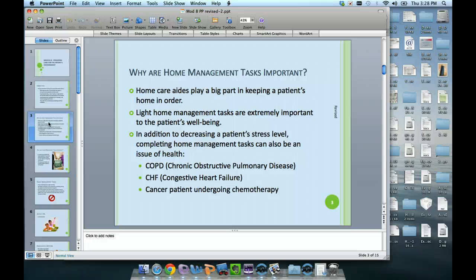Patients with illnesses greatly need our help, and we can actually decrease their stress load, which plays a huge impact on disease processes and illness recovery.